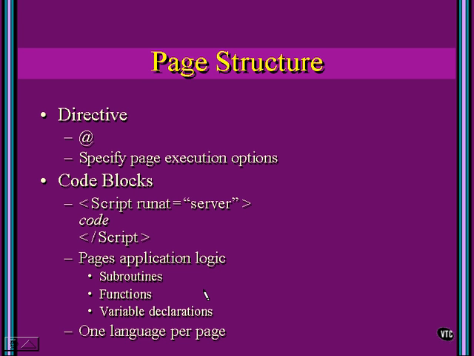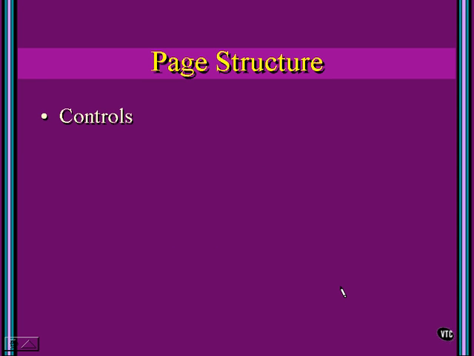Now, one of the main differences between ASP and ASP.NET is right here. You can only have one language per page in ASP.NET. In ASP, you could have 3 or 4 different scripting languages on the same page as long as you identify them. That can no longer happen. Now, you can use Visual Basic on one page, C# on another page, and even COBOL on another page, but you just can't mix them within each page.